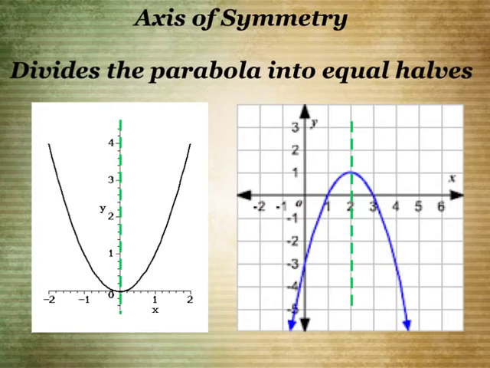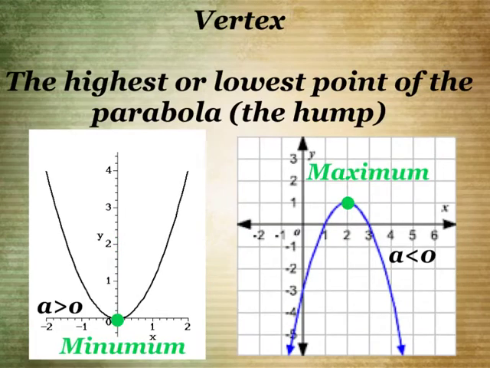Our axis of symmetry here is x equals 0. So at the line x equals 0, we have our axis of symmetry. And here our axis of symmetry is at x equals positive 2. At our axis of symmetry, we can find something called the vertex. The vertex is the highest or lowest point of the parabola, or you can say the hump of the parabola.